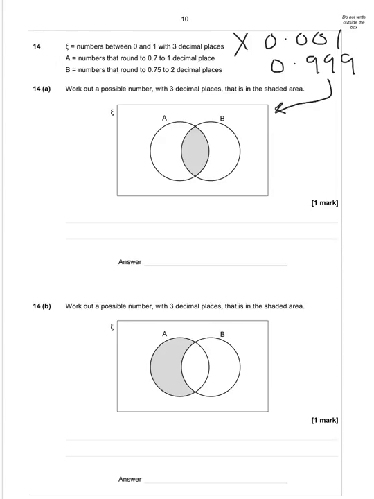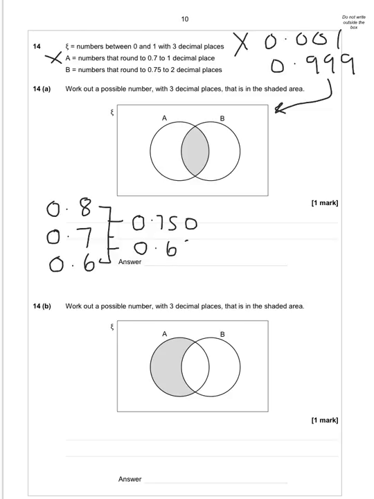The second part asks you for numbers that round to 0.7 to 1 decimal place. So that really means that you're going to take your 0.7 and round it up by 1 decimal place to 0.8 and down by 1 decimal place to 0.6. So in between 0.7 and 0.8 is 0.75. I'm going to add a 0 on the end because it asks for 3 decimal places. And between 0.6 and 0.7, I'm going to say that's 0.650, again to 3 decimal places.